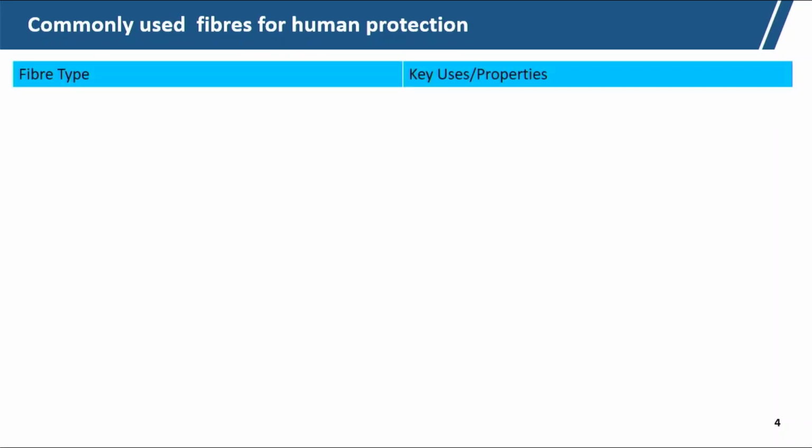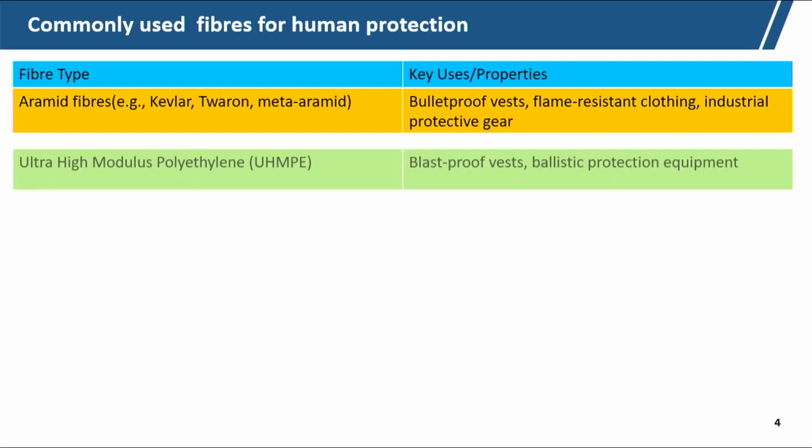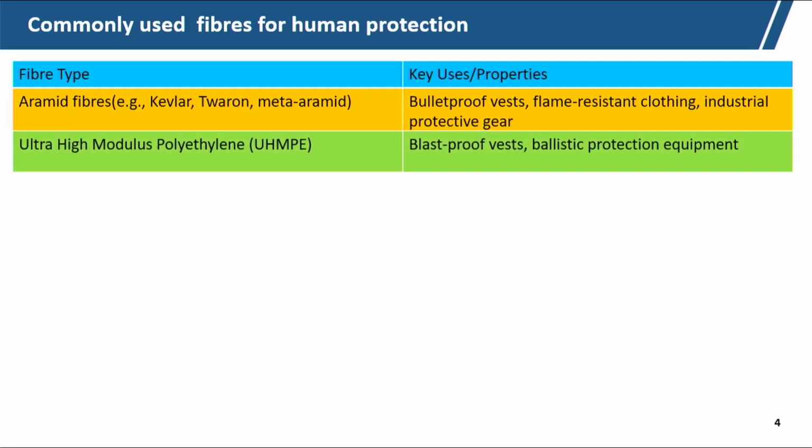The commonly used fibers for human protection are aramid fibers. Aramid fiber is used widely in protective textiles, like meta-aramid and para-aramid. They are used basically in bulletproof vests, flame resistant textiles, industrial protective gear. Then ultra high modulus polyethylene, mainly used for bulletproof vests and ballistic protective equipment.